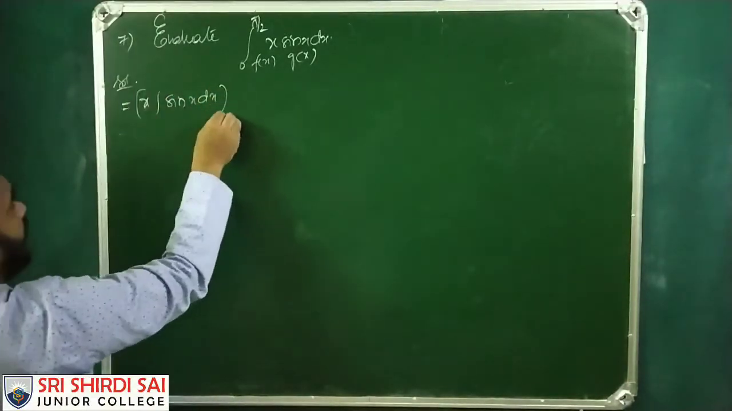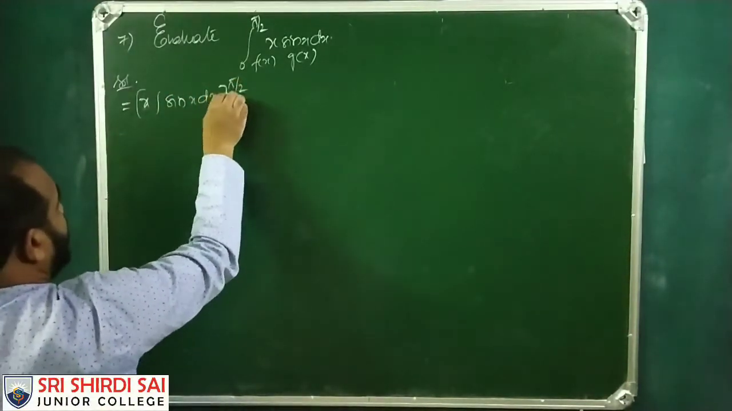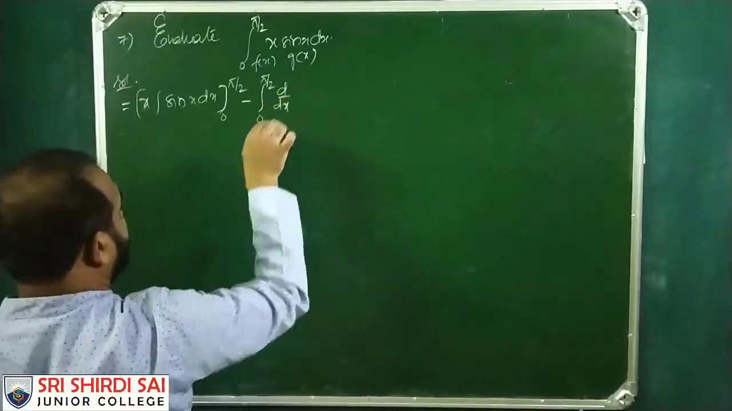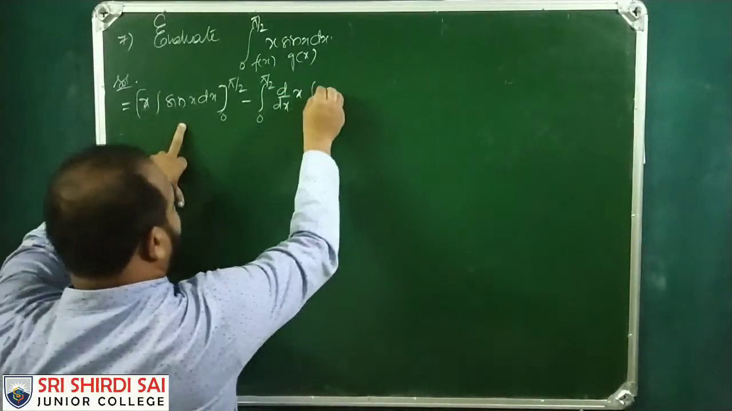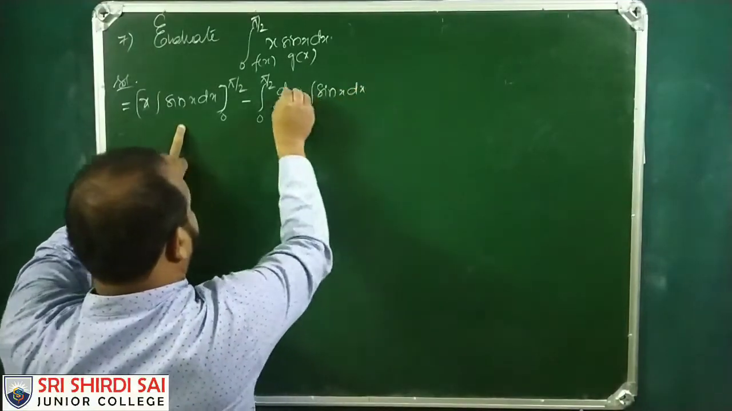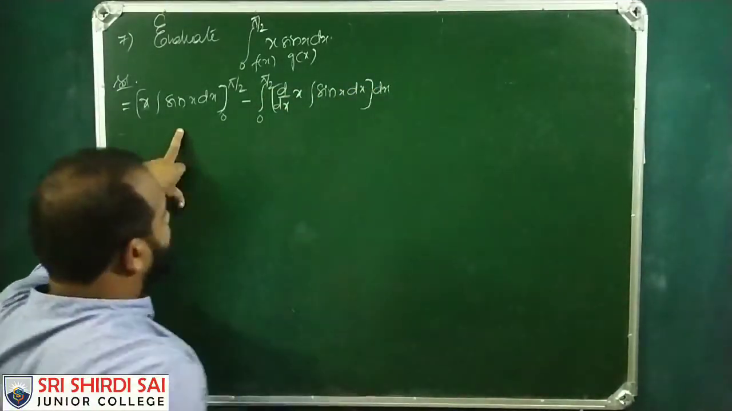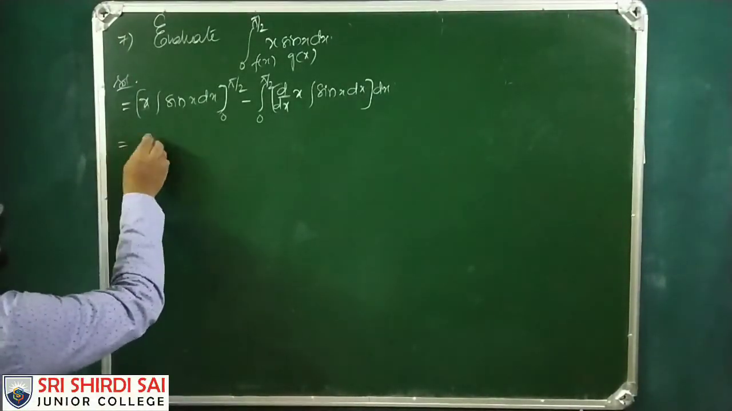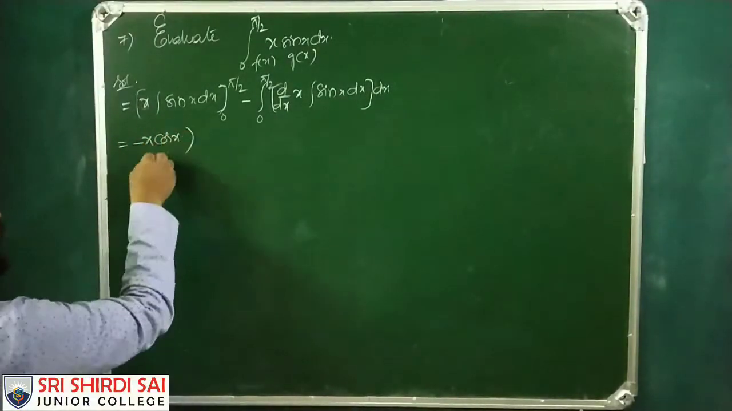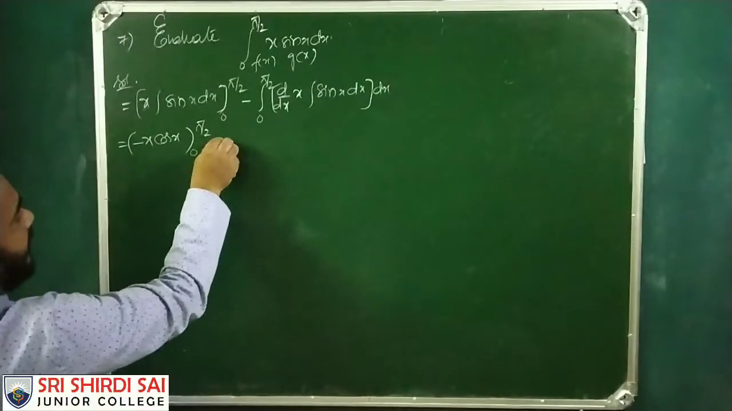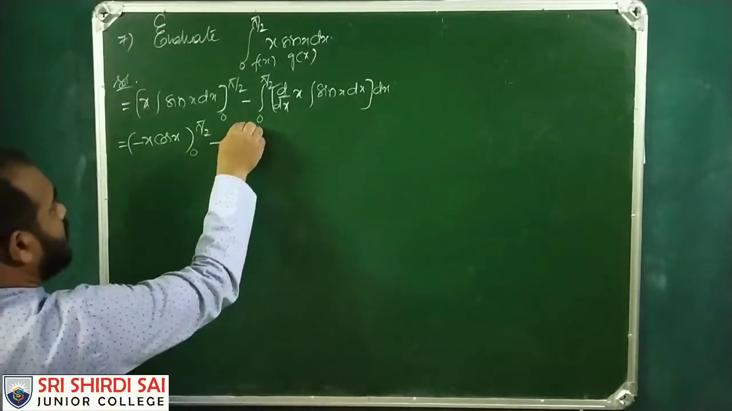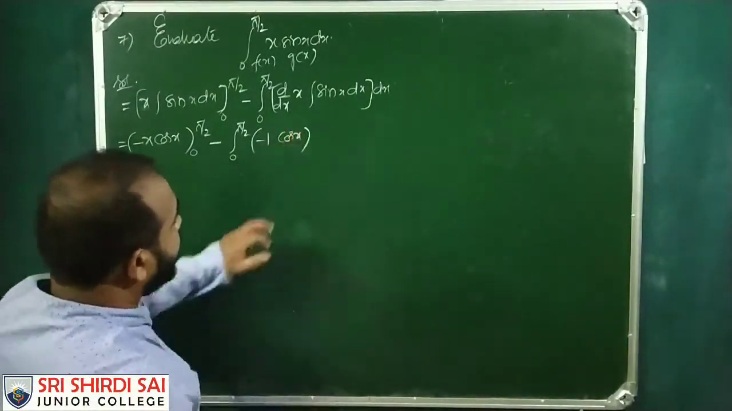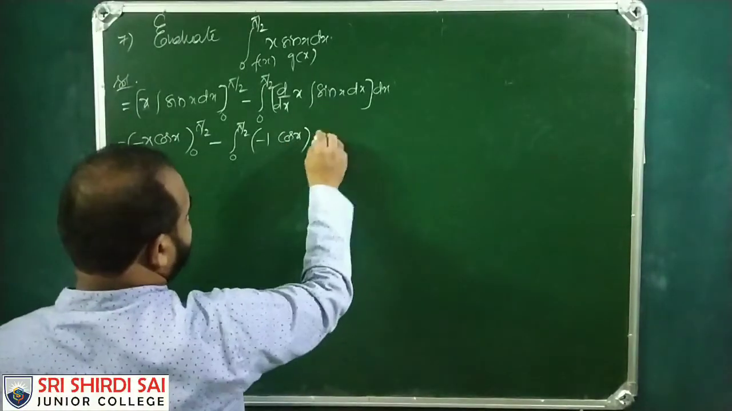So 0 to pi by 2 is to be written here, minus integral of 0 to pi by 2 d by dx of first function into integral of second function dx, whole dx. This is equals to x, integral sin x is minus cos x from 0 to pi by 2, minus 0 to pi by 2 d by dx of x is 1, integral sin x dx is minus cos x, dx is same.